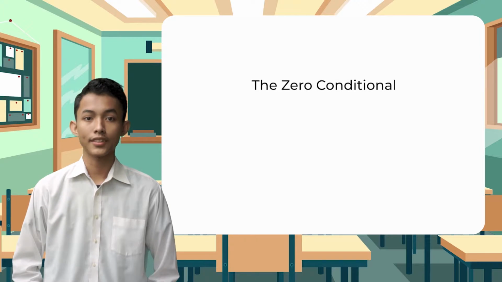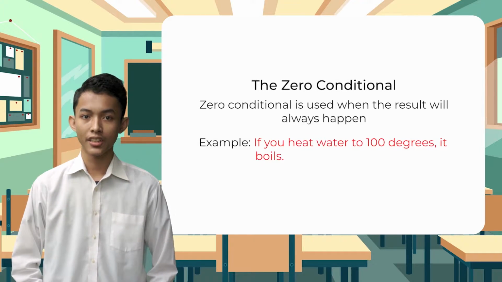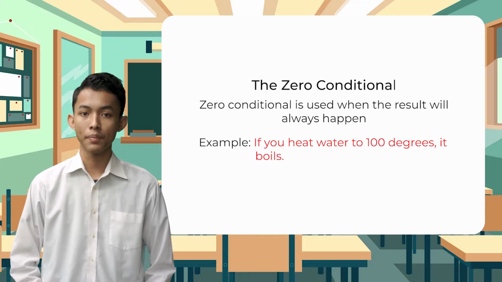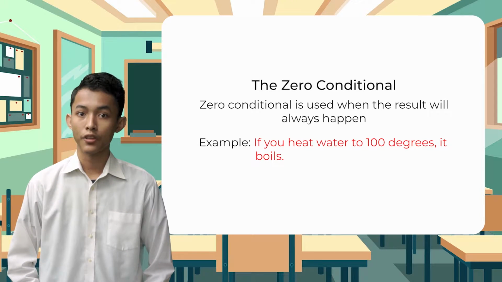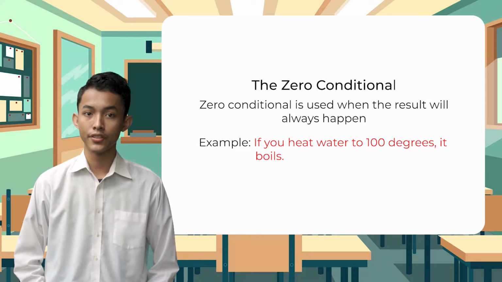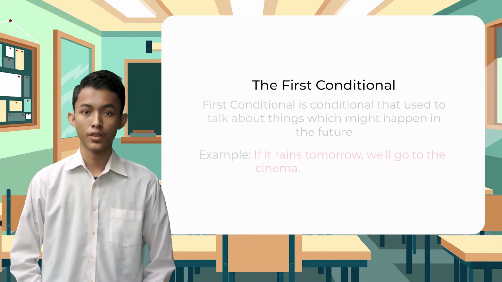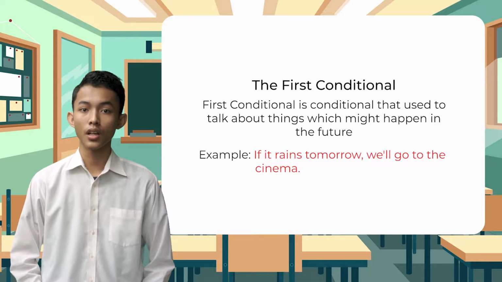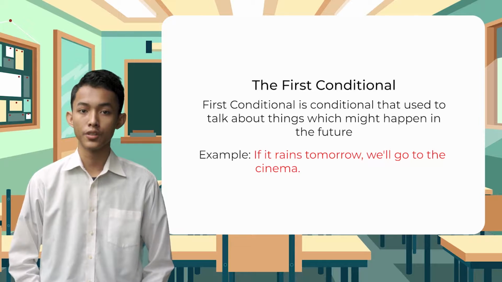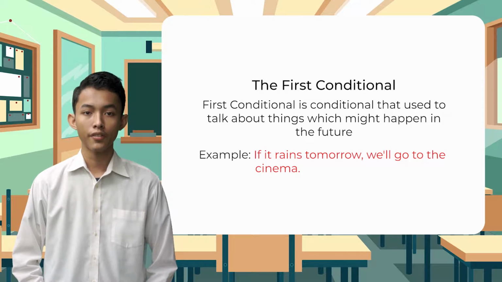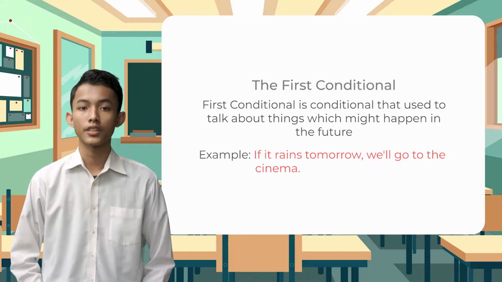The first one is the zero conditional. Zero conditional is used when the result will always happen. For example, if you heat water to 100 degrees, it boils. The next one is the first conditional. First conditional is used to talk about things which might happen in the future. For example, if it rains tomorrow, we'll go to the cinema.